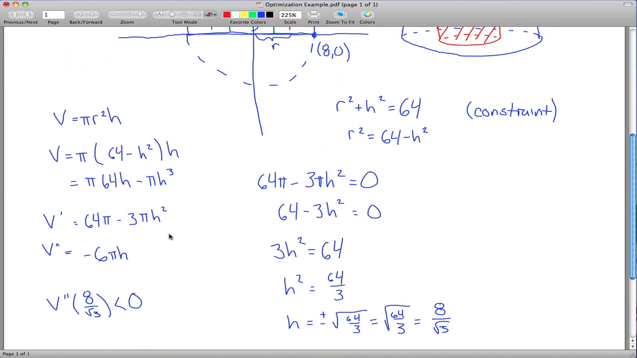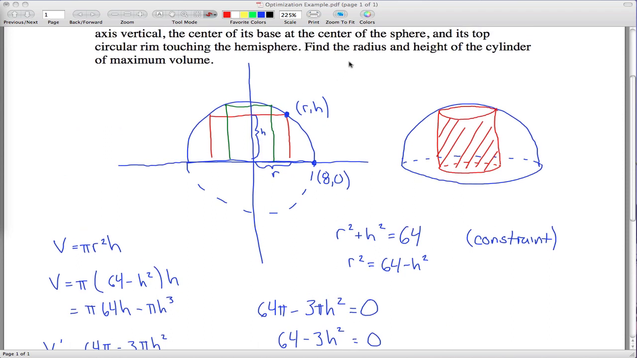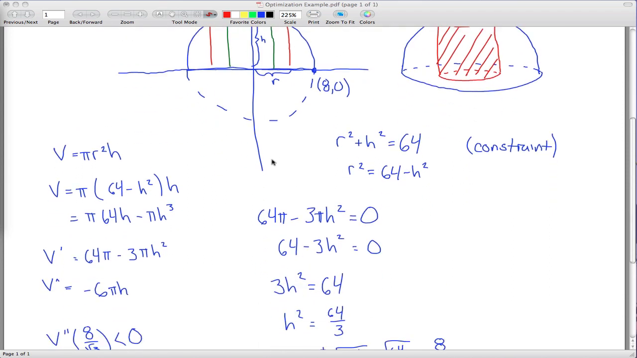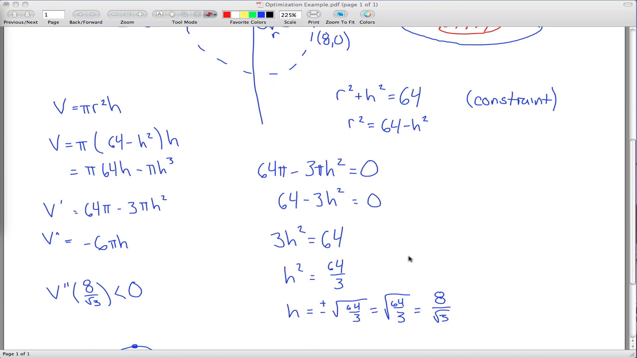But all we found is h so far, right? The question asks for the radius and the height of the cylinder of maximum volume. So we're halfway done with the height here, and now we need to find the radius. What's nice to know is we have a formula right here that gives us the radius in terms of the height. So you could plug in this for h, but again we can get a little bit clever and note that there's h squared in the equation, so we can plug in for h squared, which we have one line above here.